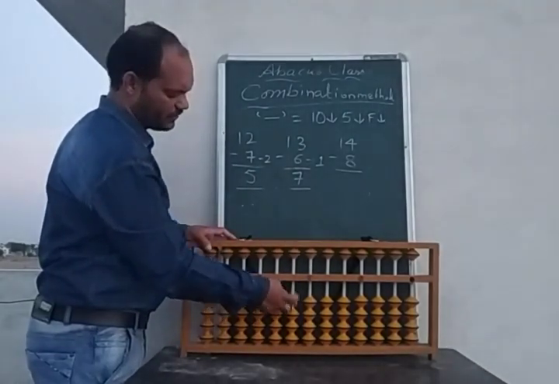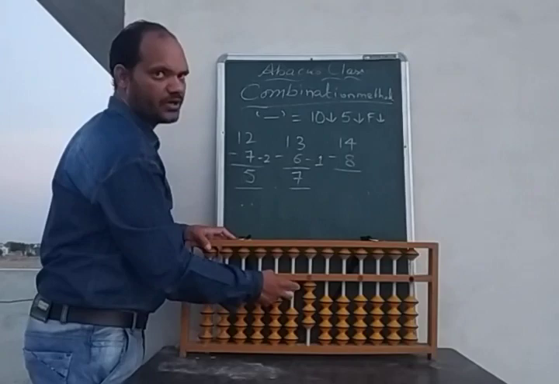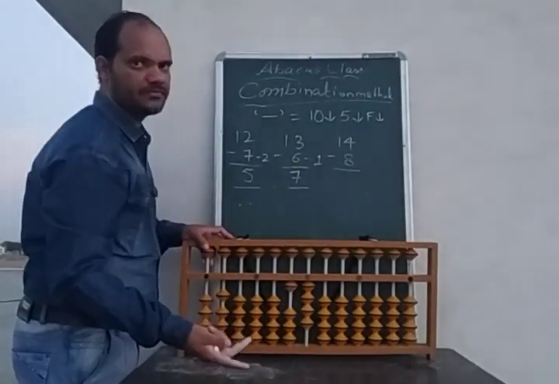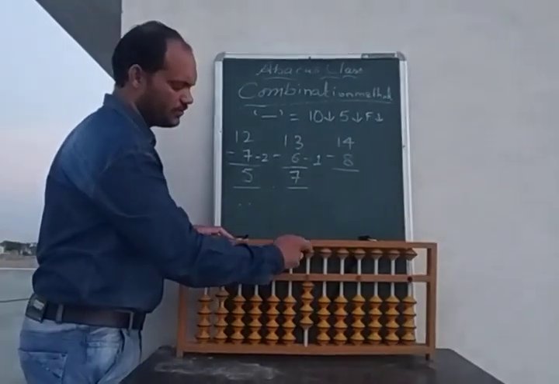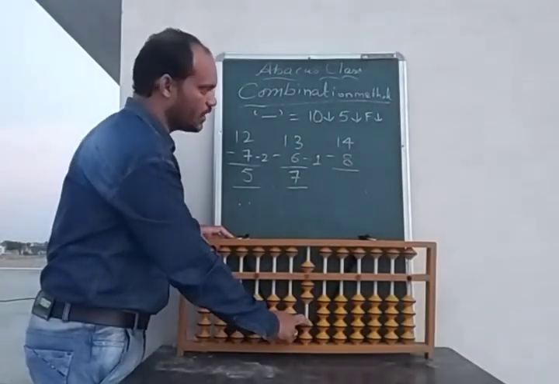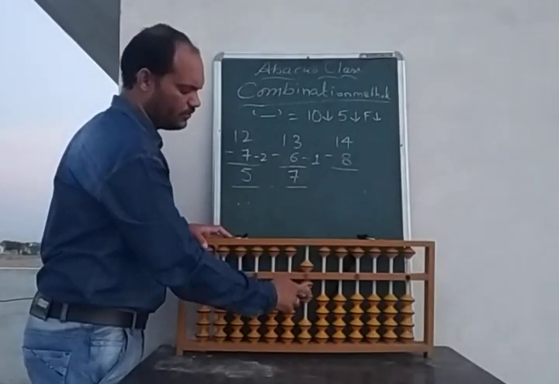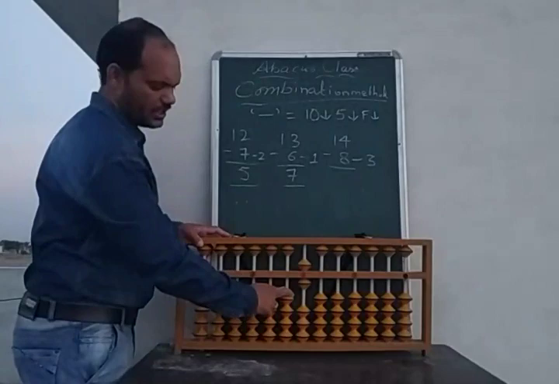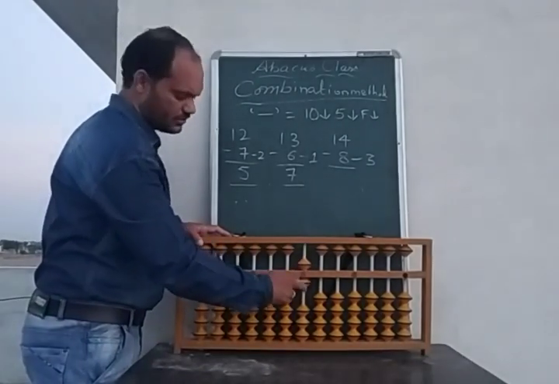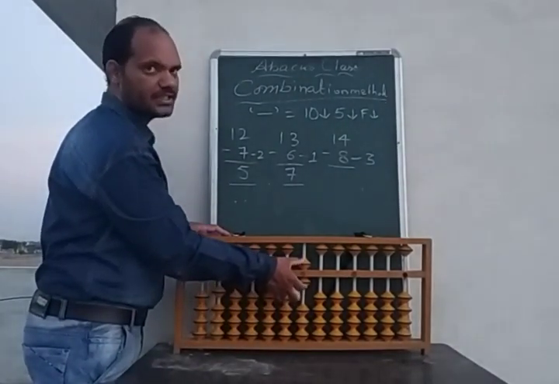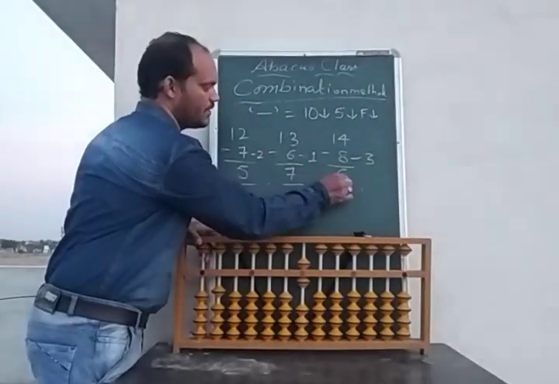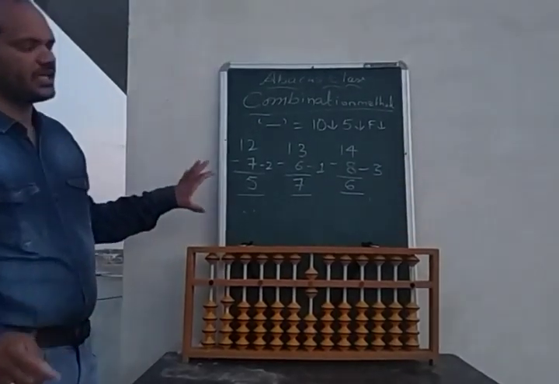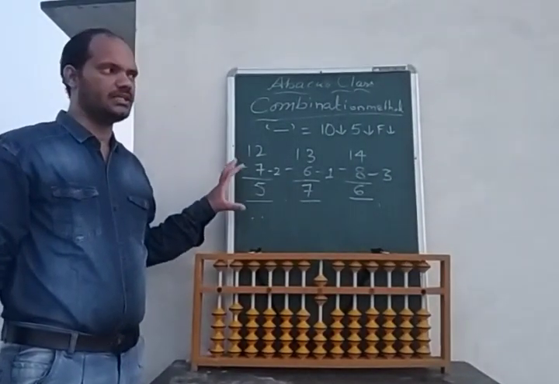One more problem: 14 minus 8. We won't have an 8 friend. Again we will take 10 down, 5 down and 3 down. The 8's friend is 3. So 10 down, 5 down, 3 down. Now you can see here it is 6. 1 from up, 1 from down. It is equal to 6. So we have cleared the combination method in subtraction.